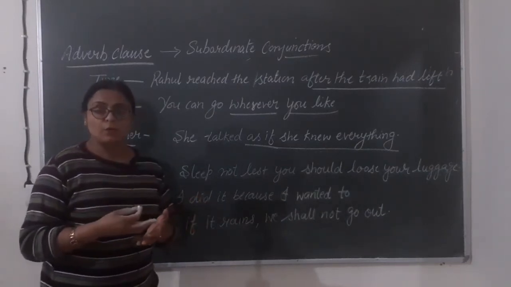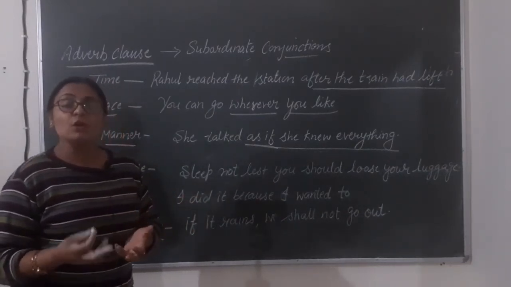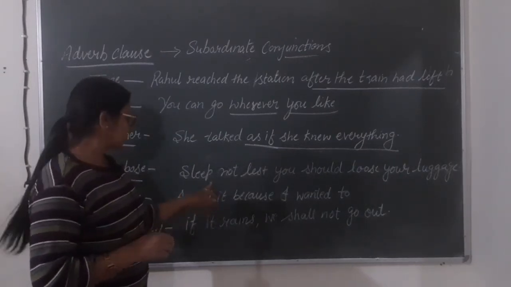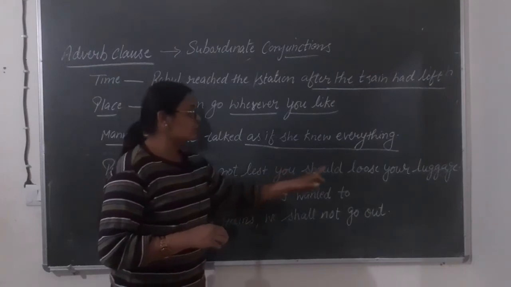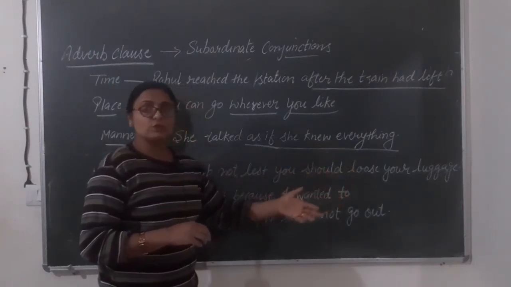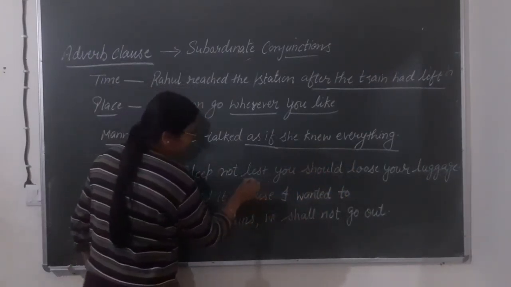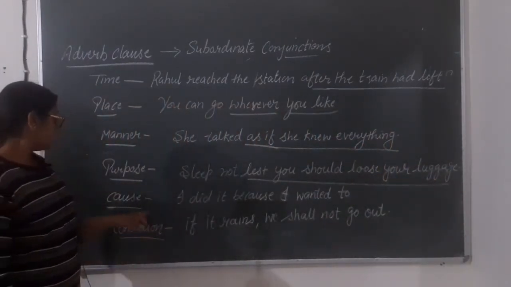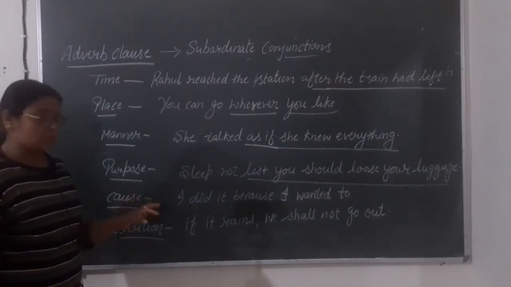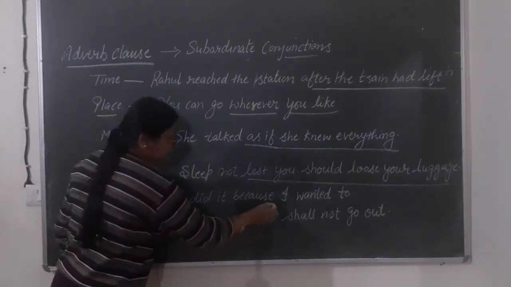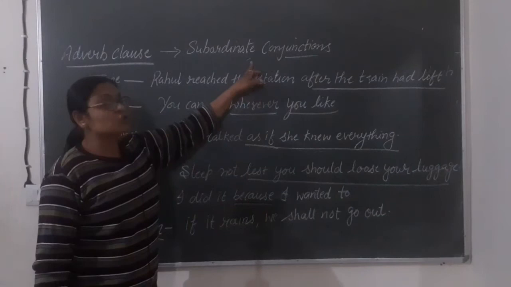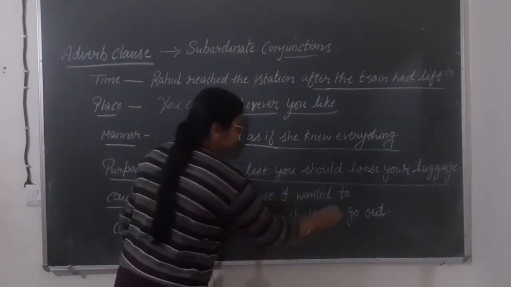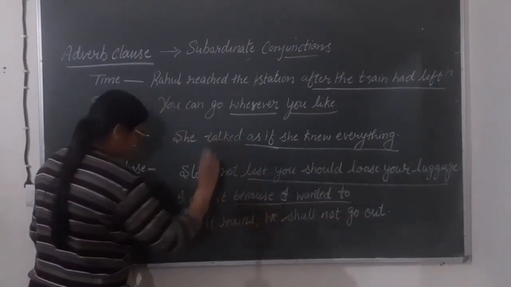We eat so that we may live. So that is also used for purpose, but here I have taken the example of lest. Sleep not lest you should lose your luggage. From lest we will underline, it will be our adverb clause. Right. Next is adverb of cause. To show the cause we always use because, and because is our subordinate conjunction also. Because I wanted to. This is our adverb clause.